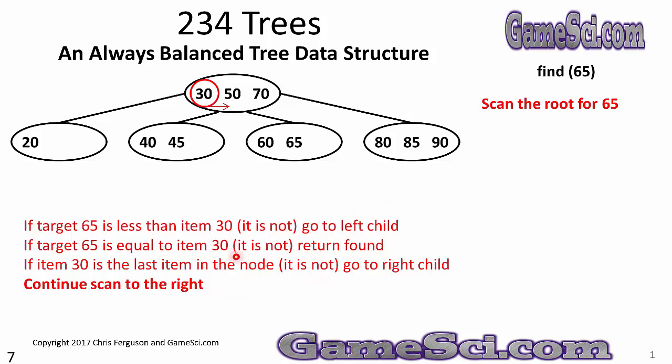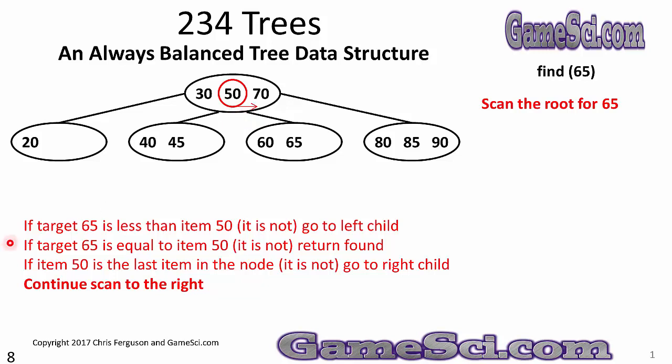None of these are true, so I'm going to fall through and continue the scan to the right. I'm going to start at the 30 looking for 65 and decide that I need to move to the right and look for it there. Still scanning the root for 65. My target is 65. Is 65 less than the item I'm looking at, 50? No, it's not. So I will not go to the left child.